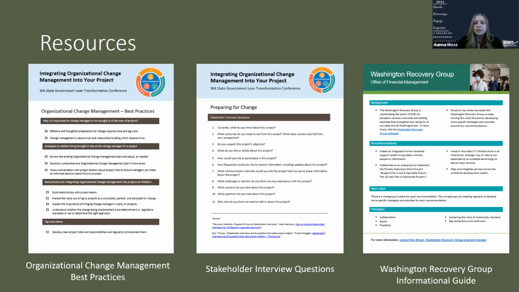So the first resource here is the Organizational Change Management Best Practices document. So really just some ideas, many of which we covered today, around how you can best incorporate organizational change management into your projects. The second document is that list of stakeholder interview questions that you can use as a starting point for future conversations that you have with employees around changes taking place. And then the third document is the informational guide about the Washington Recovery Group, which was the subject of our case study today. And please feel free to reach out to Lenore or I at any time if you have questions about these materials. And with that, I think we're to question and answer time.